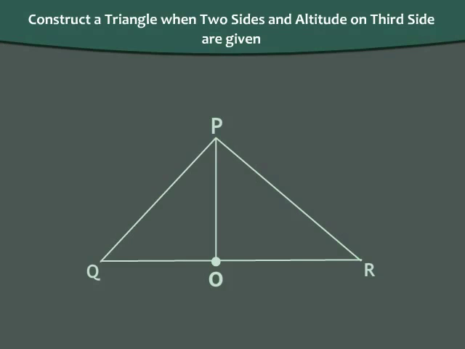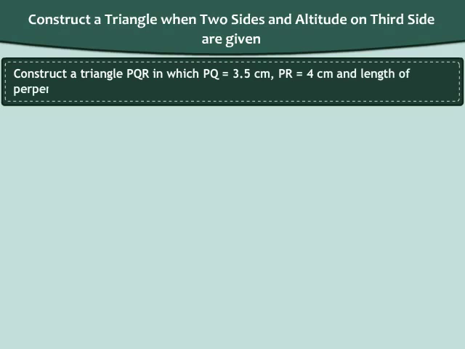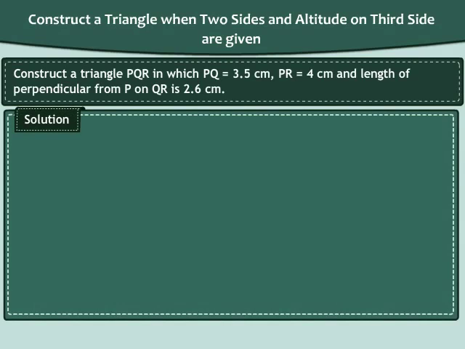Let's construct a triangle when two sides and altitude on third side are given. Construct a triangle PQR in which PQ is equal to 3.5 centimeters, PR is equal to 4 centimeters, and length of perpendicular from P on QR is 2.6 centimeters. Solution. Let's construct it step by step.